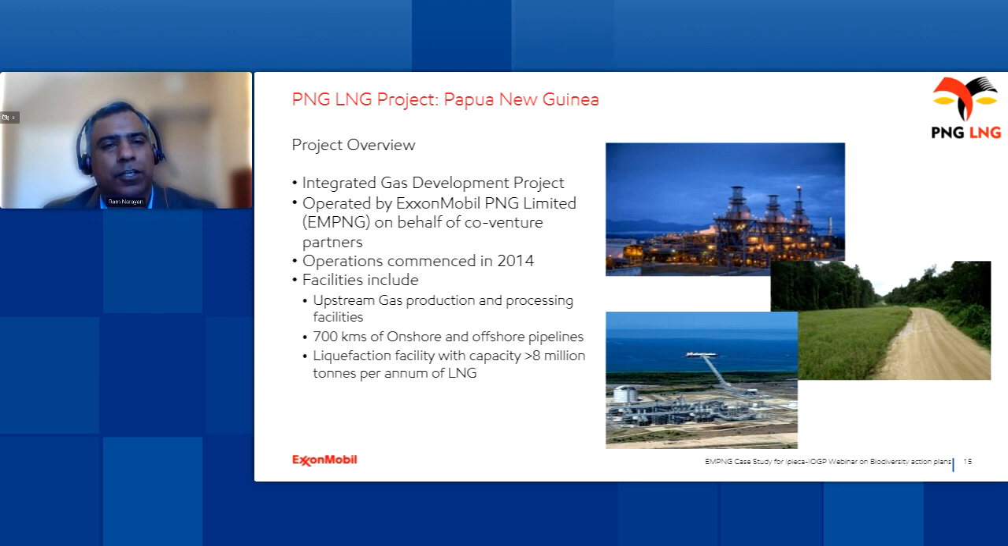The production operations include upstream gas production and processing facilities, 700 kilometers of onshore and offshore pipelines, and a liquefaction facility with the capacity to produce more than 8 million tons of LNG annually. The operations commenced back in 2014. The PNG LNG project's facilities have been constructed in two geographical areas, mainly the upstream area and the LNG plant and marine facilities areas.